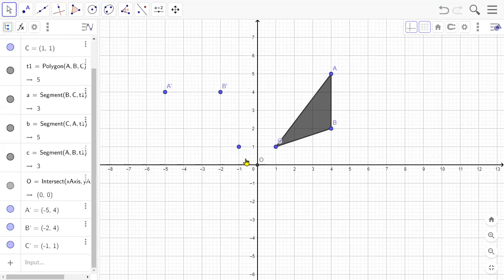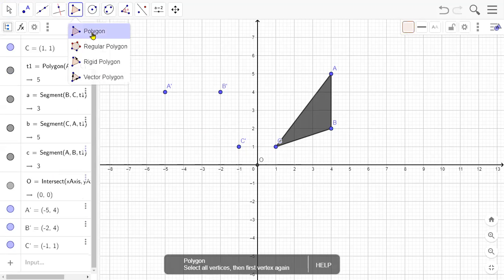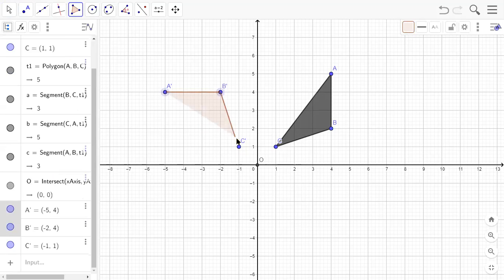Okay, and let me just show its label here. Okay, here we have marked A dash, B dash, and C dash, and after finding the image coordinates, we have to just connect like this.